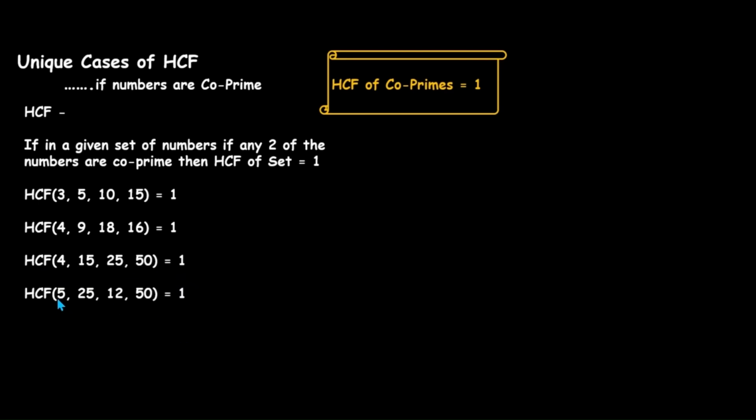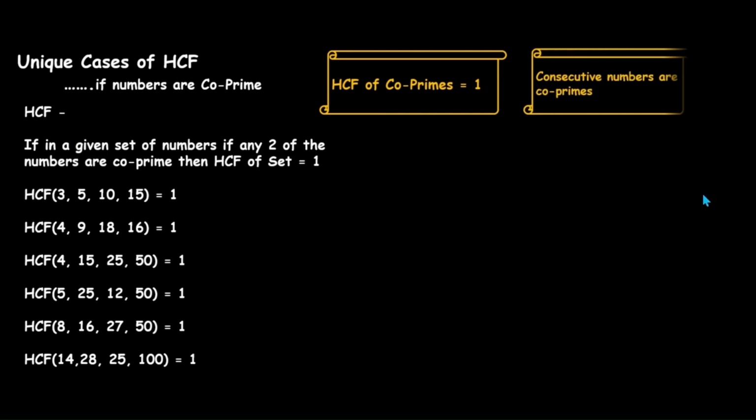Another 2 examples: here 5 and 12 are co-primes, so the HCF of the entire set is 1. And here 8 and 27 are co-primes, so the HCF of this group of numbers is 1. And similarly here 14 and 25 are co-primes. So this method works whether we have 2 numbers, 3 numbers, 4 numbers or any number of numbers, as long as 2 of them are co-primes and we could spot them, then we need not calculate the HCF using prime factorization or other methods. The HCF immediately will become 1.